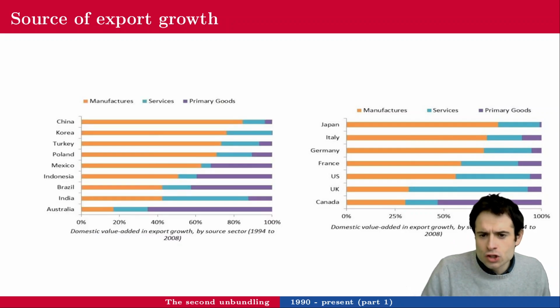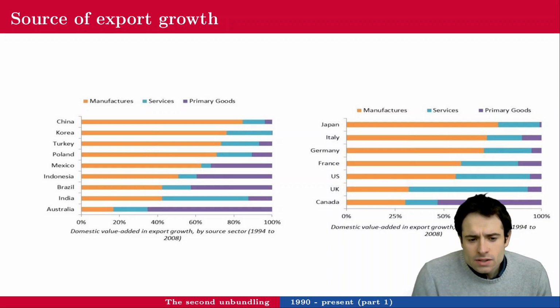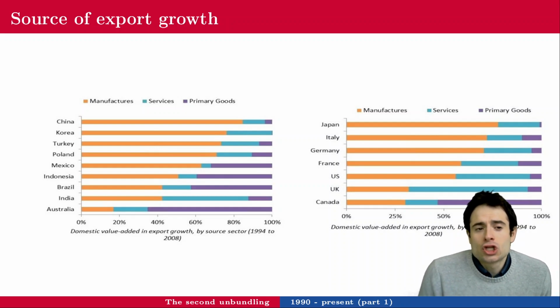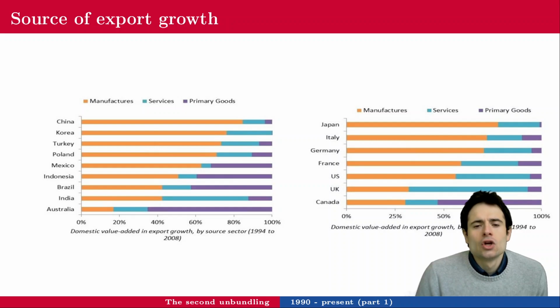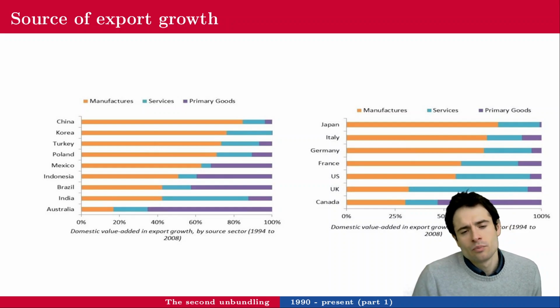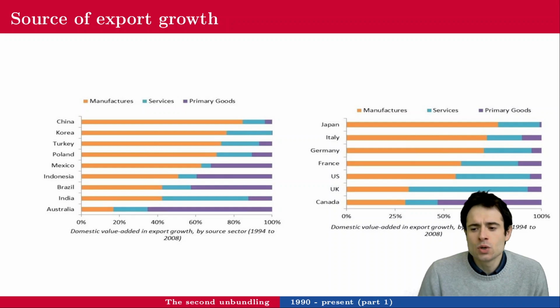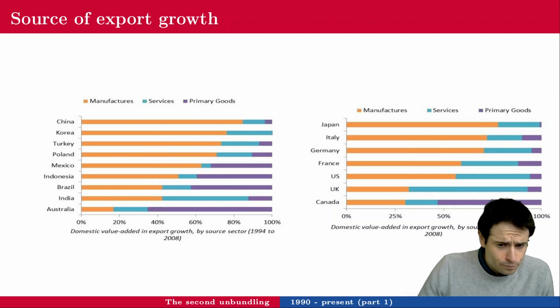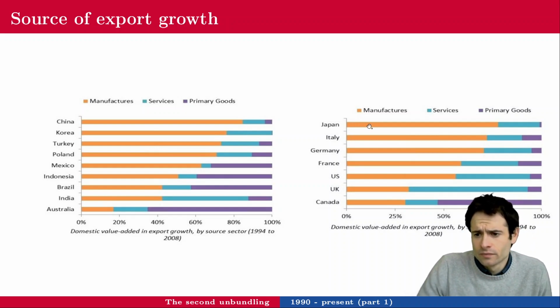Now let's go over those 2 graphs. Those graphs report the change in the source of export growth for different countries between 1994, pretty much the beginning of the second unbundling, and 2008, which is 14 years. So let's start with, let's say Japan to the right here.